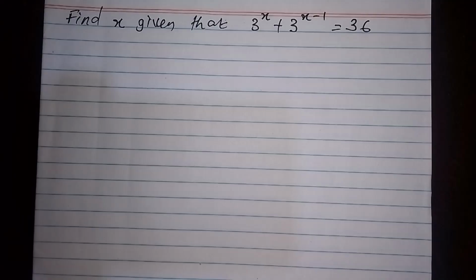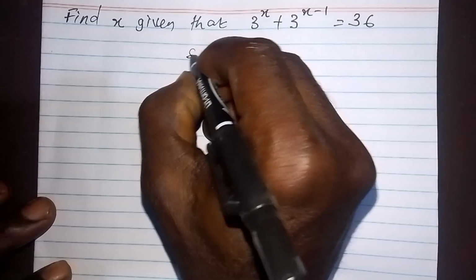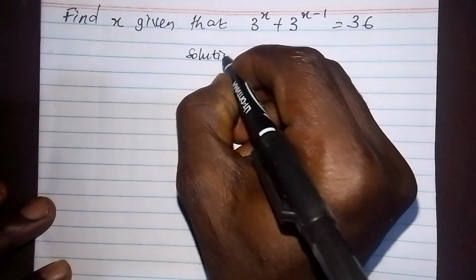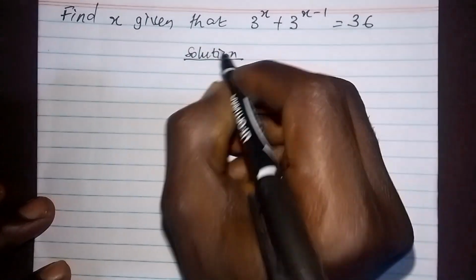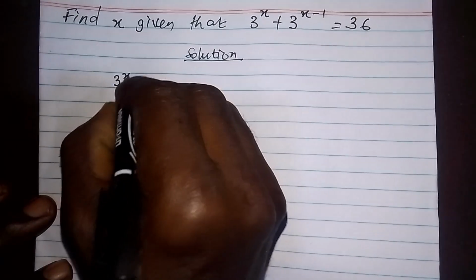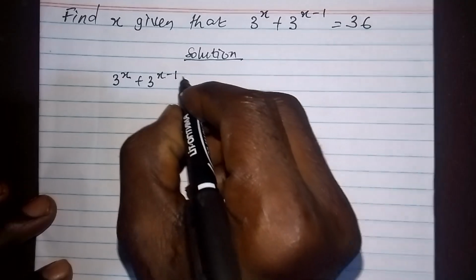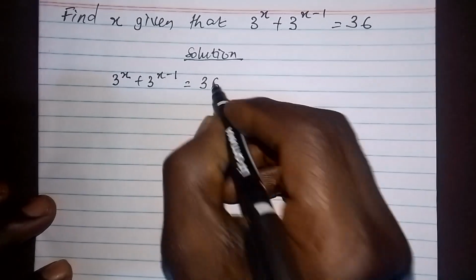Find x, given that 3 to the power x plus 3 to the power x minus 1 equals 36. Let's jump straight into it. So given 3 to the power x plus 3 to the power x minus 1 equals 36.